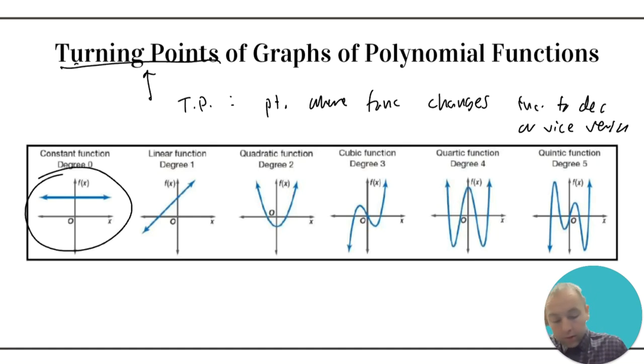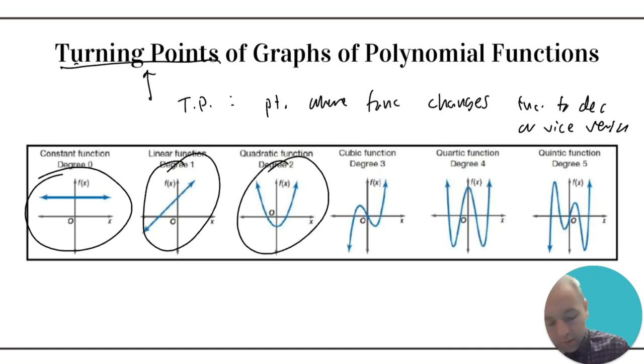So you'll see that this function right here doesn't have any turning points because it never changes from increasing to decreasing. It's actually just constant all the time, right? And then this function right here is always increasing, so it never changes from increasing to decreasing or vice versa. So that has no turning points. This function right here does have one turning point. It's going to happen right there because it goes from decreasing to the left of the point, and then to the right of the point it becomes increasing. So therefore that one has one turning point, right?